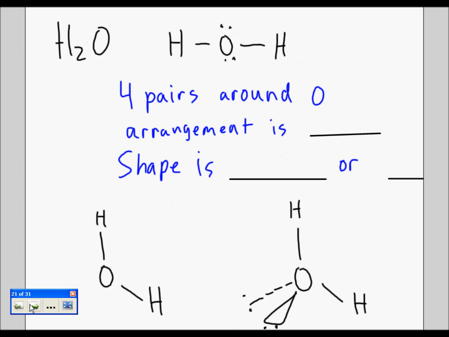Now water. Water, we have 4 pairs around the oxygen, so the electrons are in what arrangement? Right, 4 pairs is always tetrahedral. And the shape is what? V-shape or bent. Right, it is V-shape or bent.